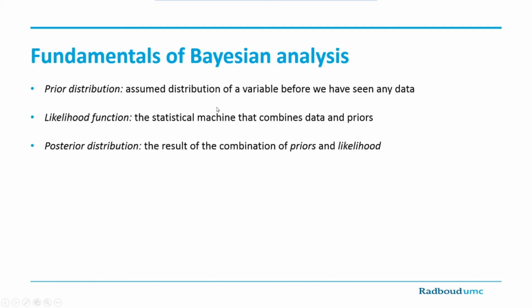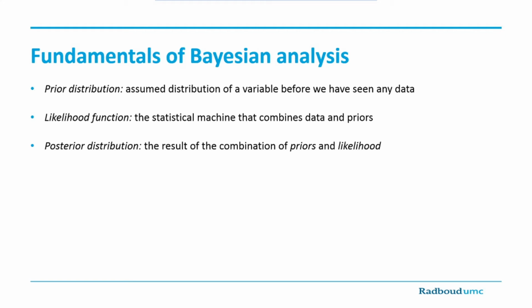So there are three fundamental concepts for Bayesian analysis. One thing that you'll encounter a lot when talking about Bayesian is a prior distribution. And this is nothing more or less than the assumed distribution of a variable before we've seen any of the data. So it's actually an unmeasured variable.